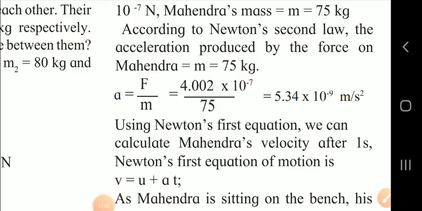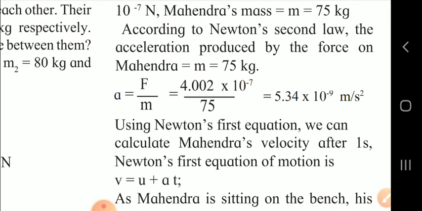So children, here the force on Mahindra, that is F, is equal to 4.002 into 10 raised to minus 7, which we already found. Mahindra's mass is 75. So A will be, A is the acceleration. So A is equal to F upon M. The F we already know, 4.002 into 10 raised to minus 7, upon M which is 75. So this will become 5.34 into 10 raised to minus 9. That is meter per second square.